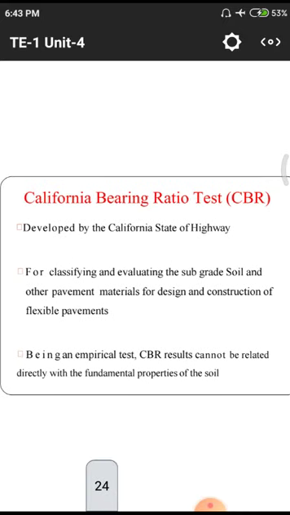After that, what is the CBR? That means it is the California Bearing Ratio. By using this CBR, we need to find out the soil bearing capacity. Soil bearing capacity means how much amount of load the soil bears. That is called the soil bearing capacity. Normally, how much load can be borne by a soil is called the soil bearing capacity. So this CBR value we will find out by using the CBR test.